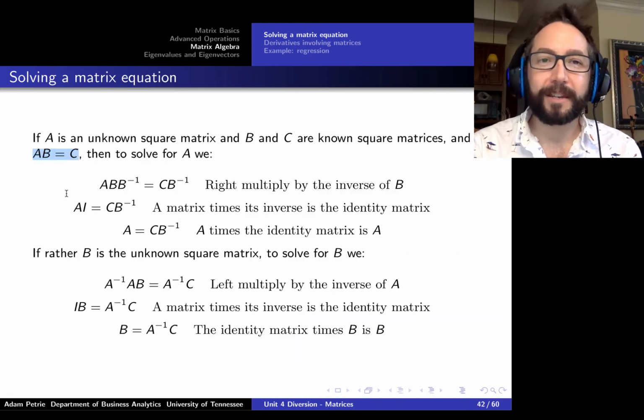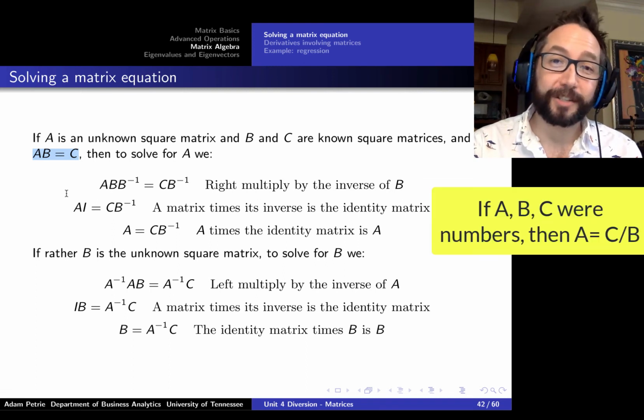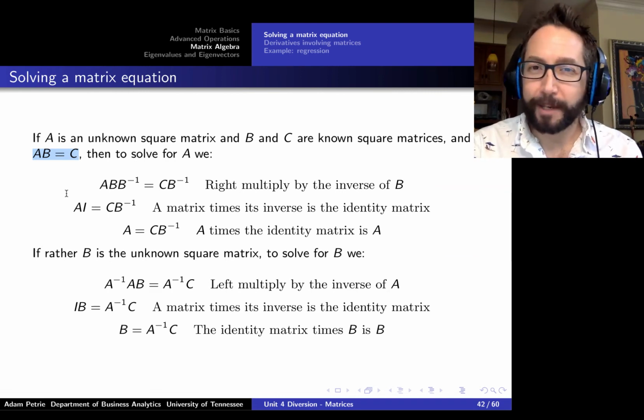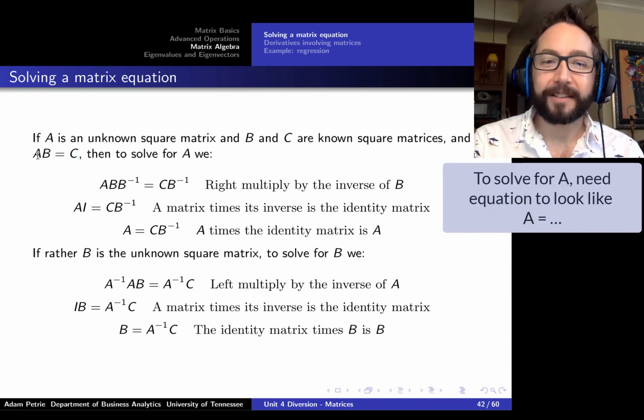A times B equals C. If these were numbers and we wanted to solve for A, this would be pretty easy. Just divide both sides by B. A would be equal to C over B. Well, there's no such thing as matrix division here. There's only multiplication by matrix inverses. So if I wanted to get A equal to something, I need to get rid of this B on the right-hand side. So what could I do?